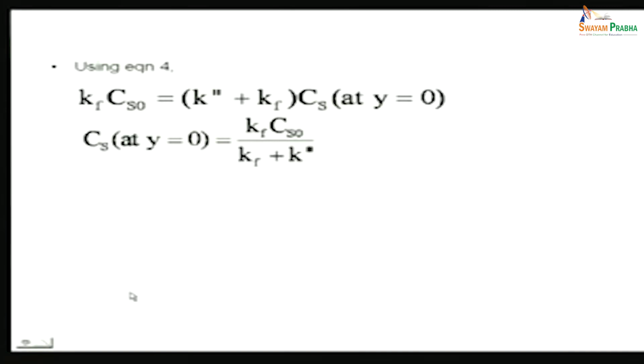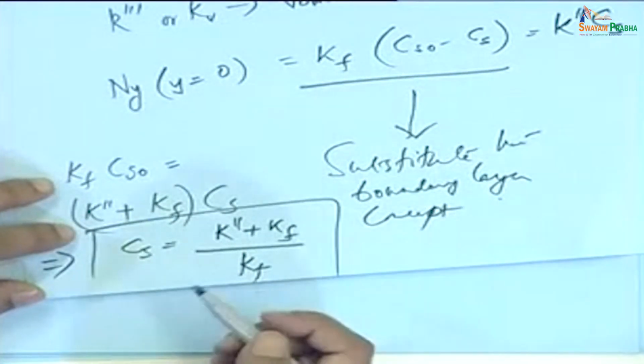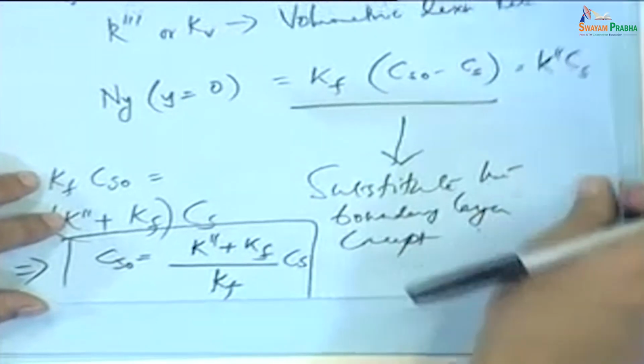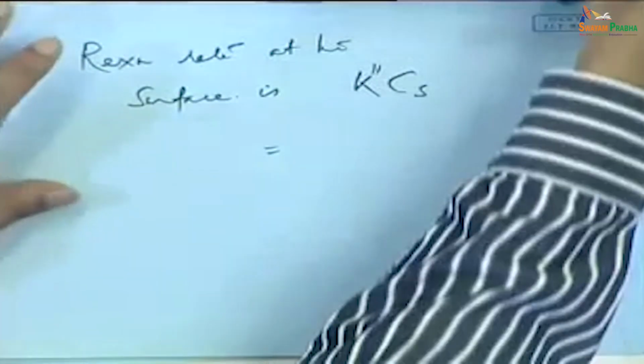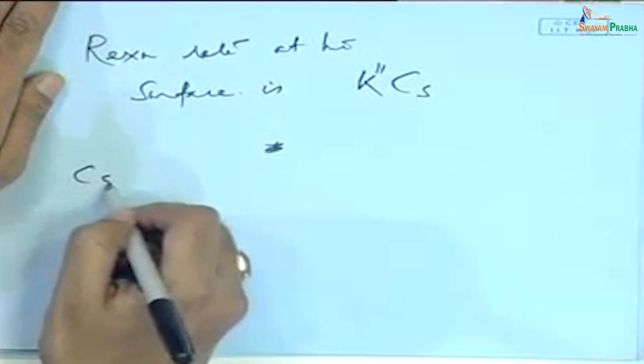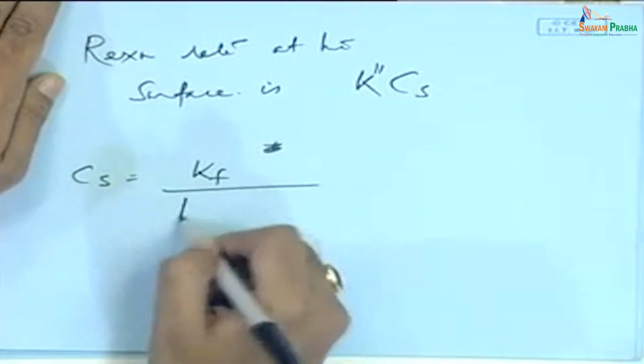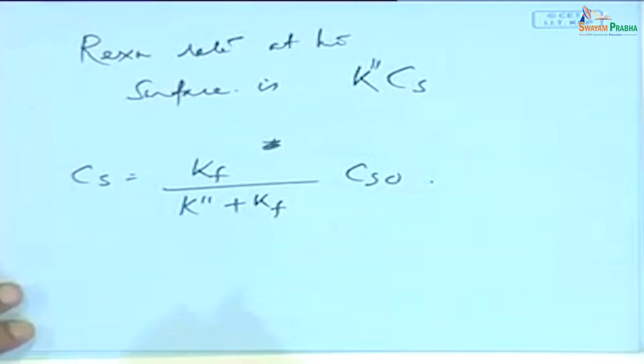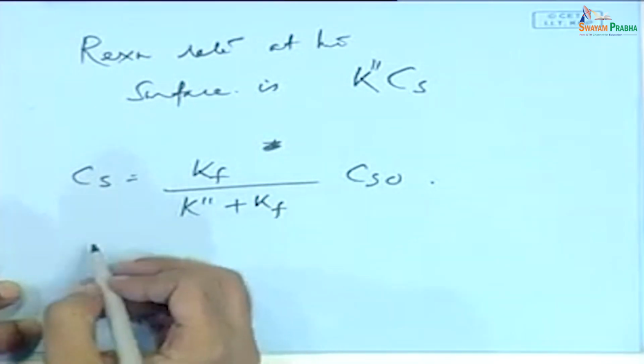I think Cs naught equals this times Cs. So, Cs naught equals this times Cs. So, Cs equals kf over k double prime plus kf, times Cs naught, fine. So, your reaction rate is this.